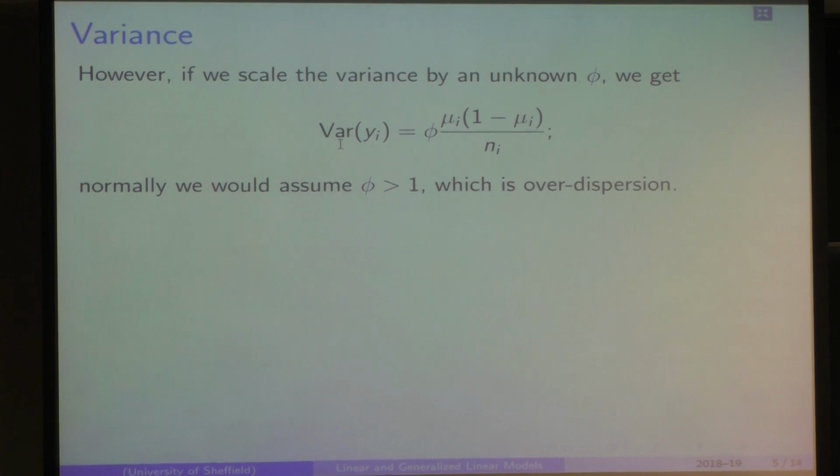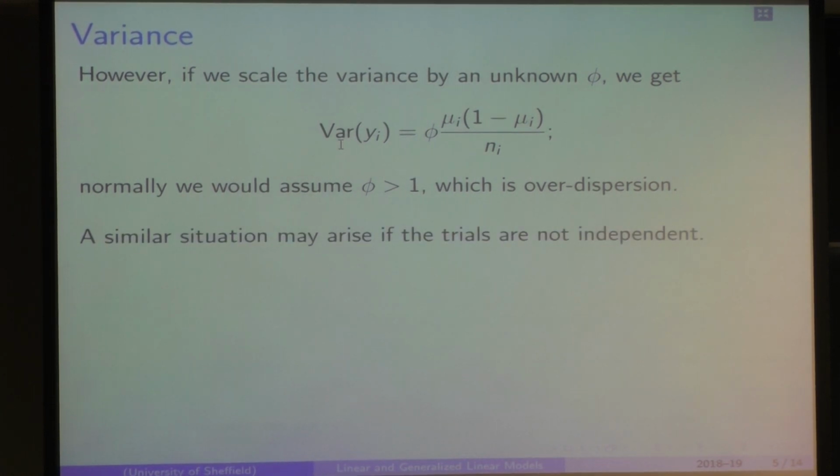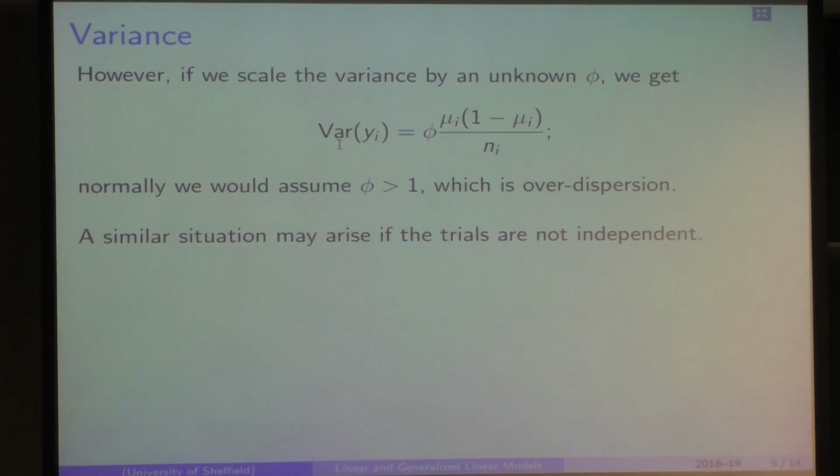So what we can do is scale the variance by, as I've said, multiplying it by this unknown phi. So over dispersion, which is what would apply in the situation I just described, would correspond to phi being greater than 1. Phi being less than 1 would be under dispersion. It's quite hard to think of a scenario where under dispersion makes sense. So non-independence of the trials is another way that this can happen.